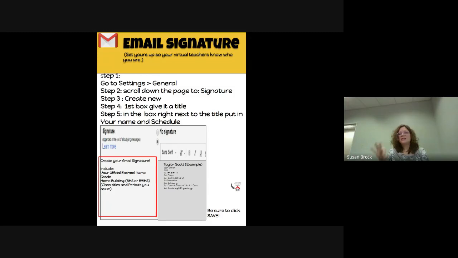But after you see All Settings, you'll be in General, and then you scroll down to Signature, and then you're going to do this. So you're going to create new signature. Then in the left-hand box, you're going to give it a title. And then in the right-hand box, what you're going to put is your name, your campus, and your entire schedule.